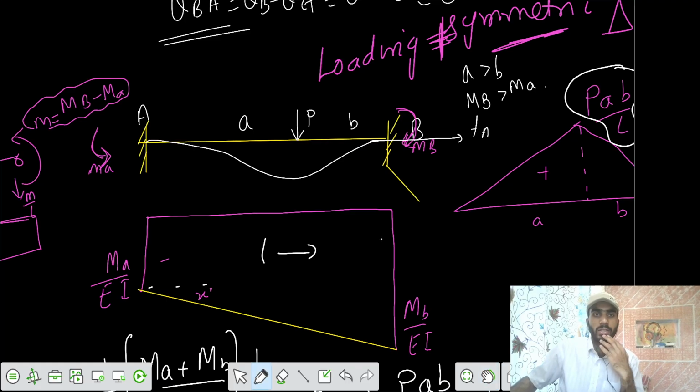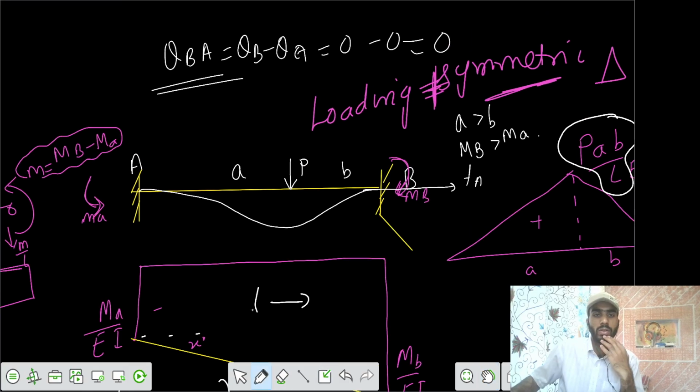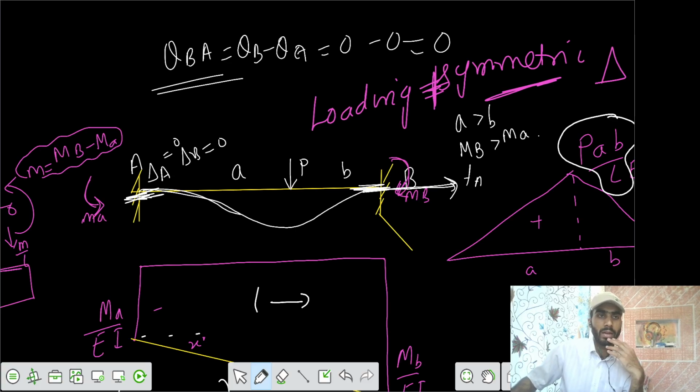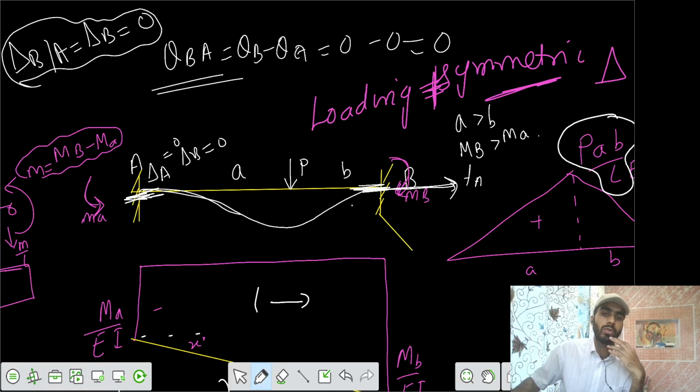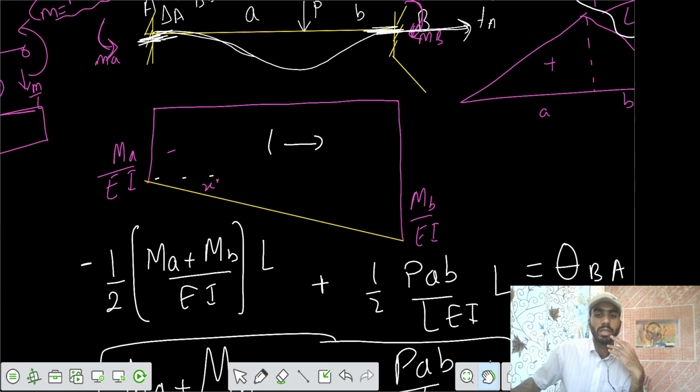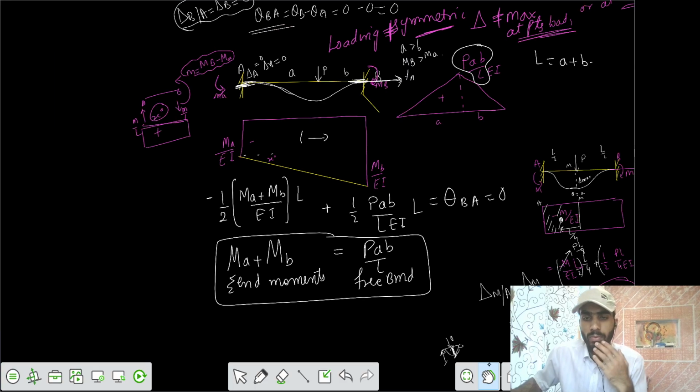In the first case we said that theta BA equals 0. Now we want to say delta A and delta B are also 0, because this is one more compatibility condition. Here delta is 0 at both supports. So if you draw a tangent from A, then delta at B with respect to the tangent drawn from A equals 0, because both are 0. Using this condition, you have two unknowns and two equations.